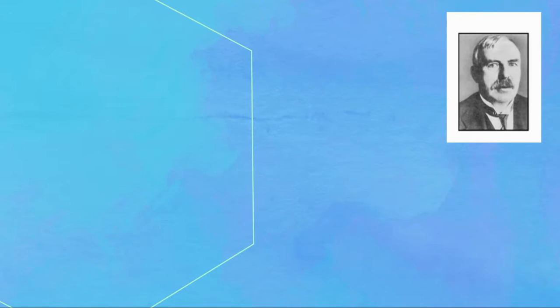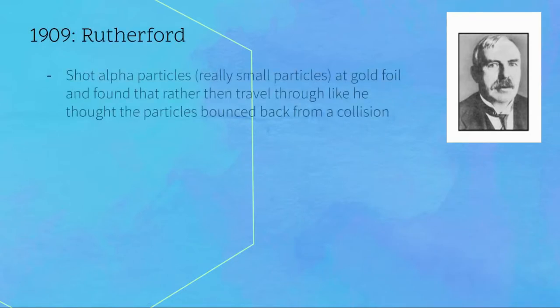Now we're going to talk about our good friend Rutherford. So a few years later in 1909, Rutherford came along and he took these really tiny small particles called alpha particles and he shot them at gold foil, really, really, really thin foil made out of pure gold.